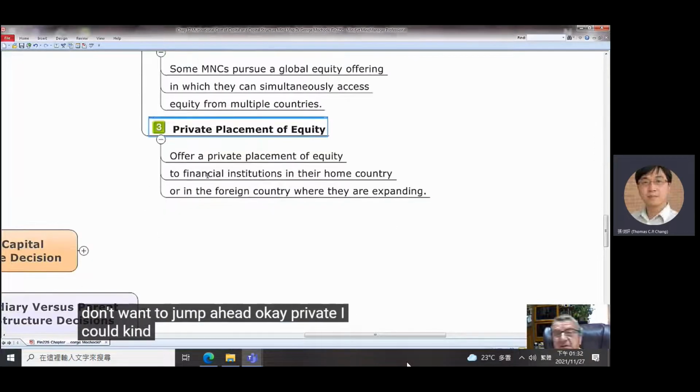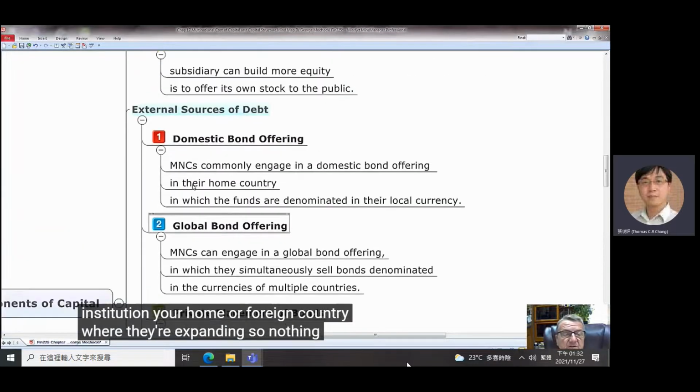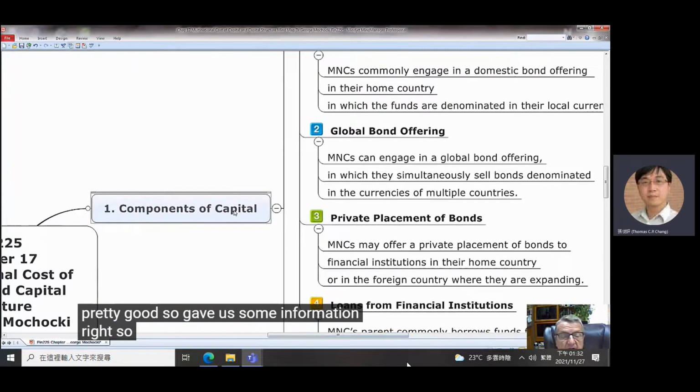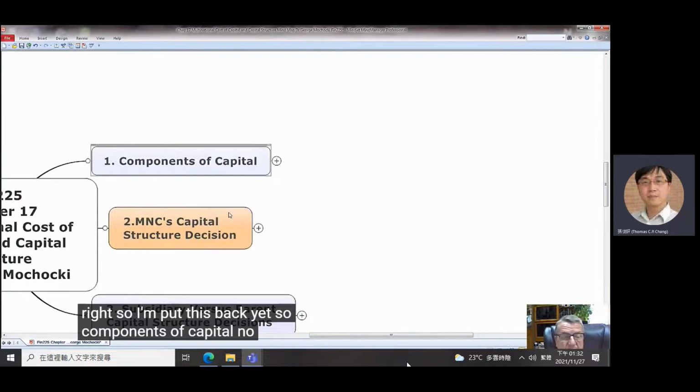Okay, private placement. Well, I could kind of jump ahead, since we already discussed the material, so it's a refresher. Private placement of equity: offer a private placement of equity to a financial institution at home or in a foreign country where they're expanding. So nothing changes. I gave them some information, so I'm putting this back in. So, components of capital. No problem.